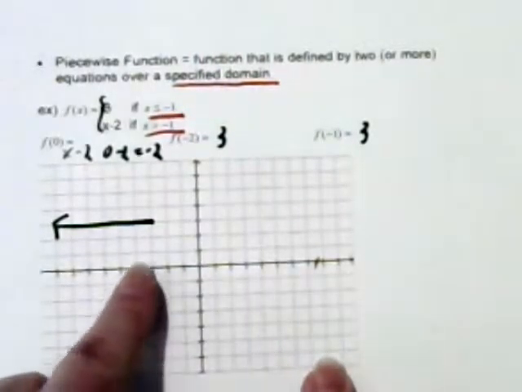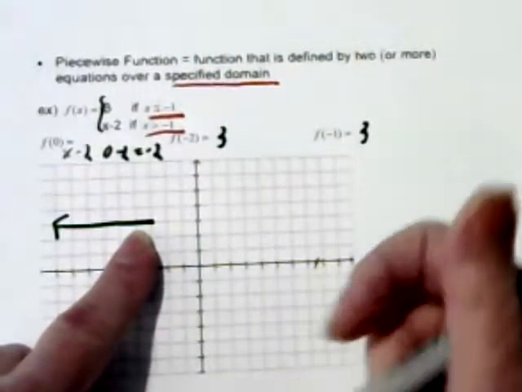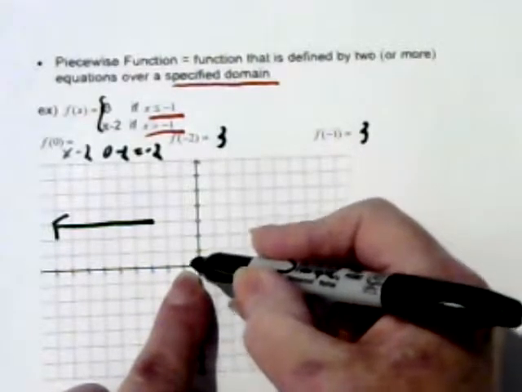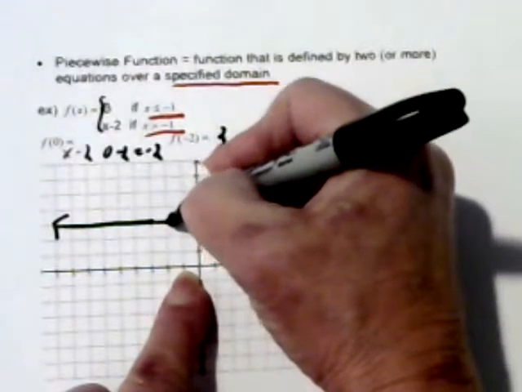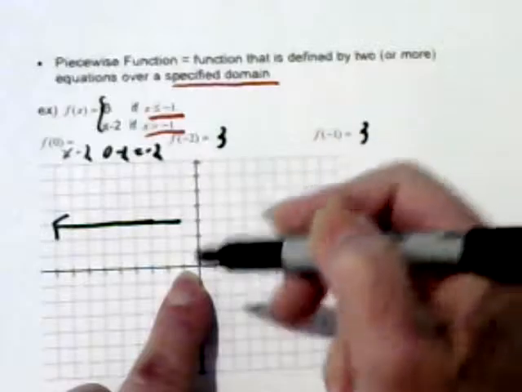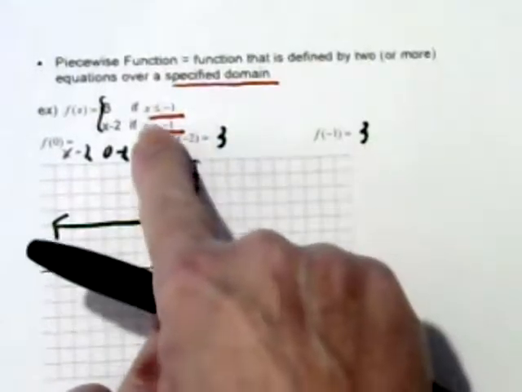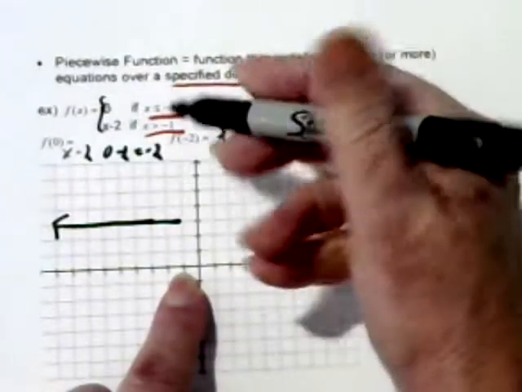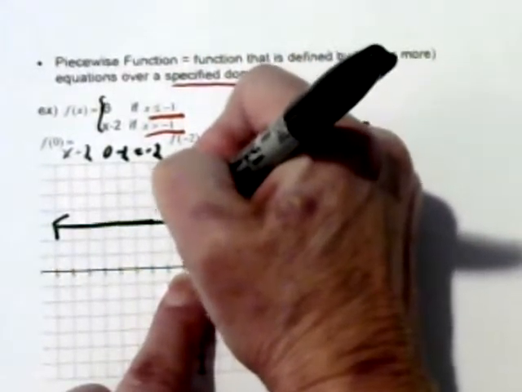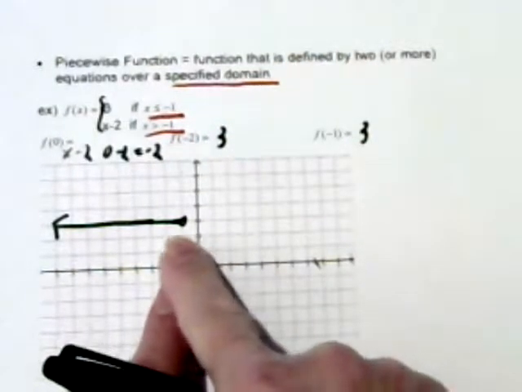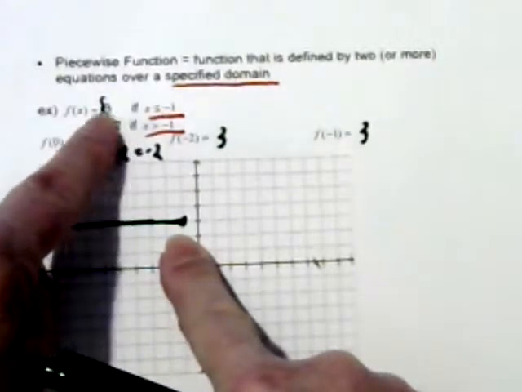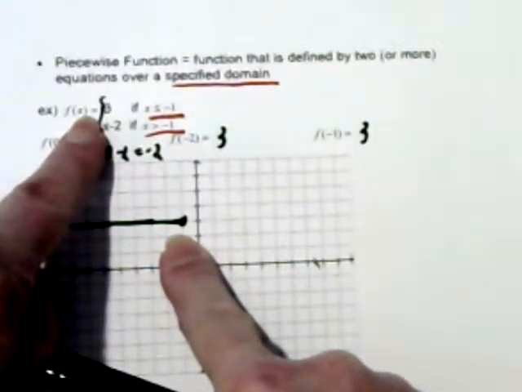So notice I just stopped randomly here. Here's x is -1. So we're going to be approaching this -1 here. And now at -1, is this 3 included or not? This less than or equal to says, yep, it's included, so I'm going to have a closed dot there. So that's the graphic representation of this piece of our function.